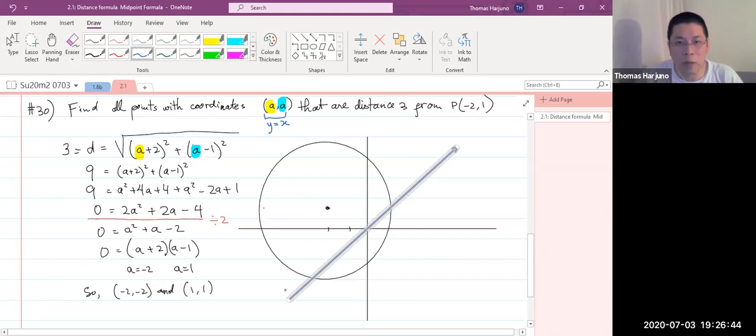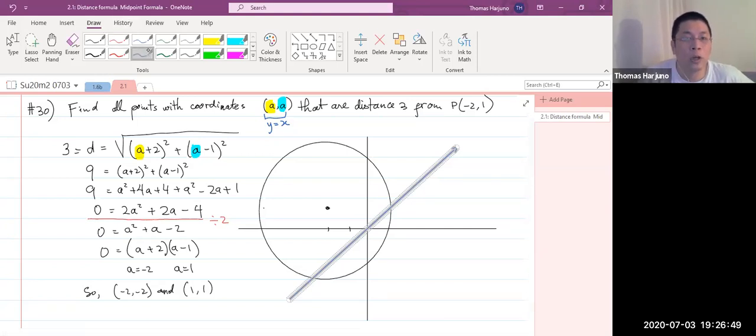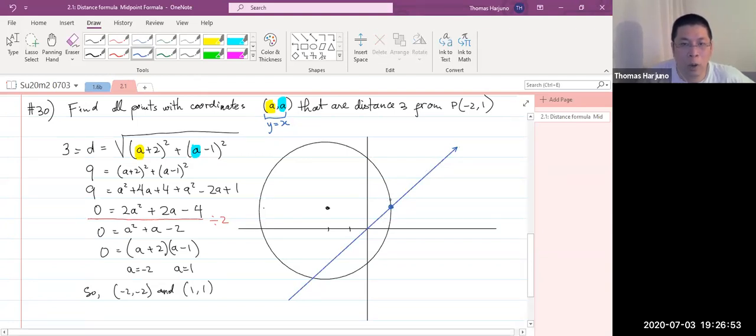Okay. Now notice that my graph was not precise, right? But I hope this gives us the idea that one of the coordinates is here. That's our (1, 1), and the other coordinate is here. That's our (-2, -2).